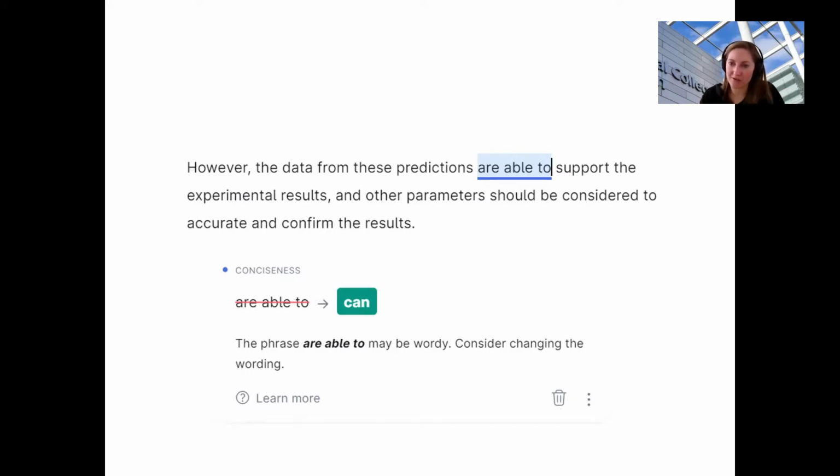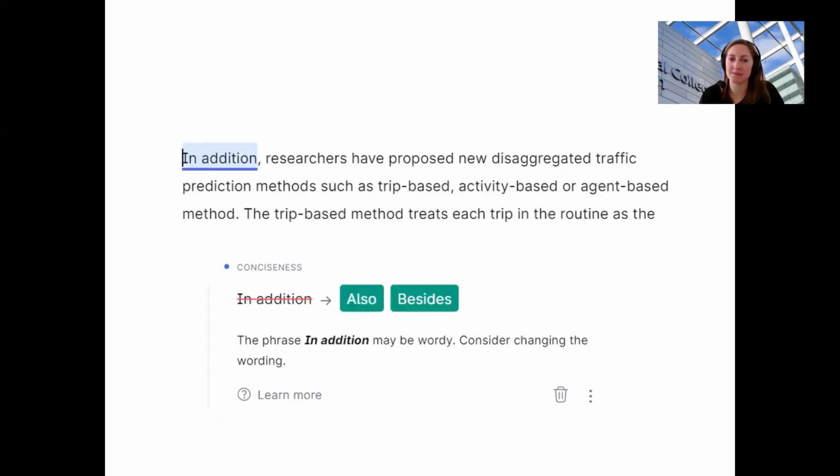So Grammarly really values conciseness. And here's another example. So in addition, again, a very useful linking word, it has suggested, because it's too wordy, using also or besides. Obviously, there are problems with style here. Style or register: also and besides are not commonly used terms in academic writing. But also, they're not used in the same way. So substituting in addition for one of these words would be problematic.